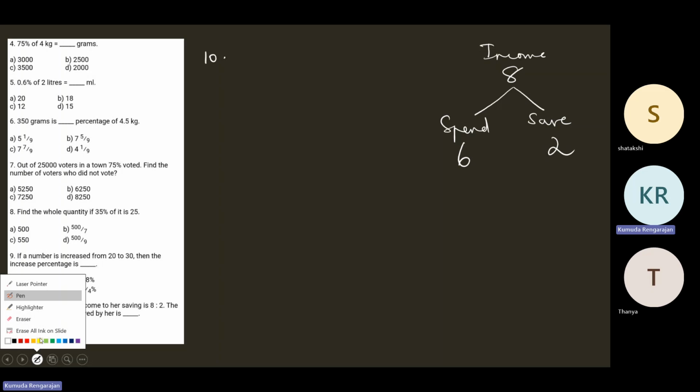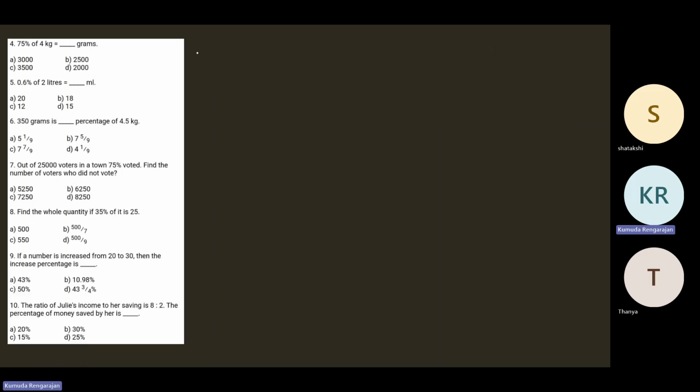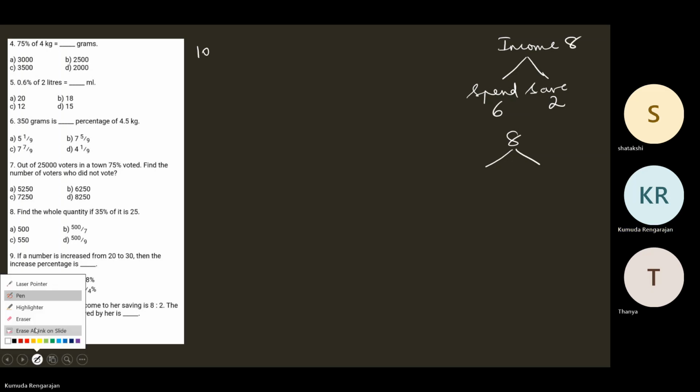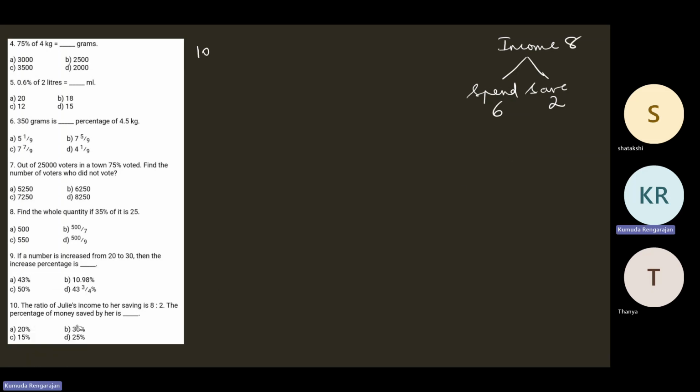Income to savings. Income is you spend and you save the remaining. So what's your income here? 8. And you save 2. So you spend 6. 6 parts, 2 parts. 8 parts is the income. Now we need to find the percentage of money saved by her.